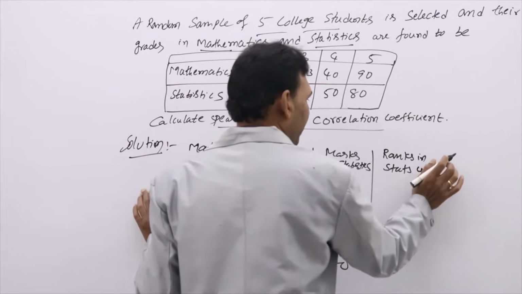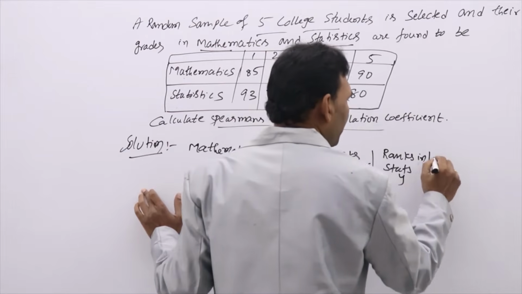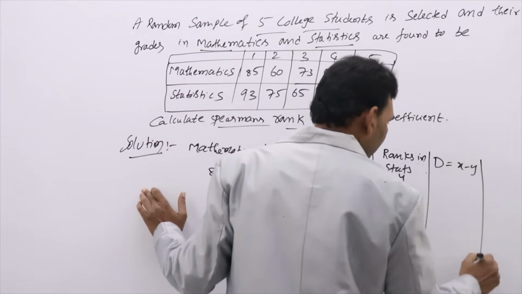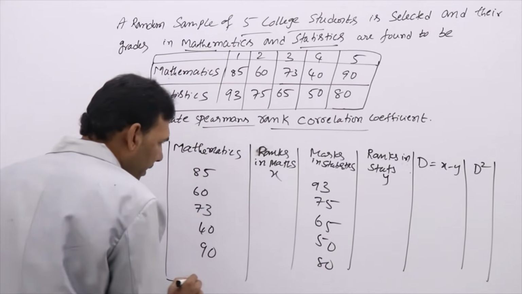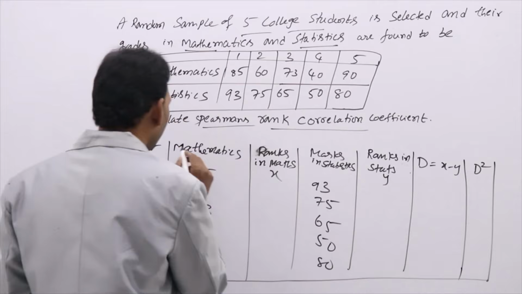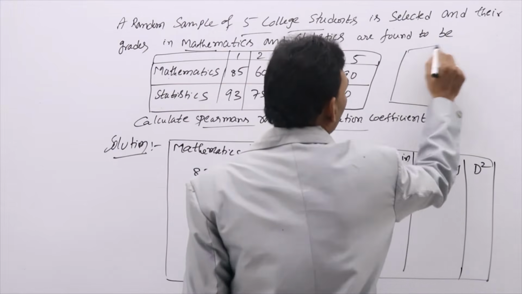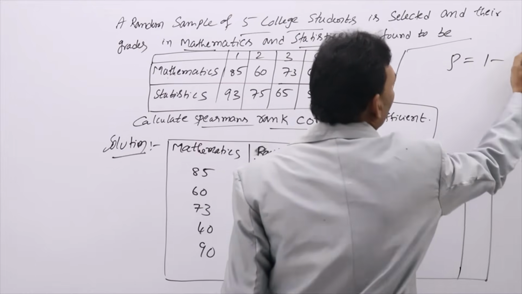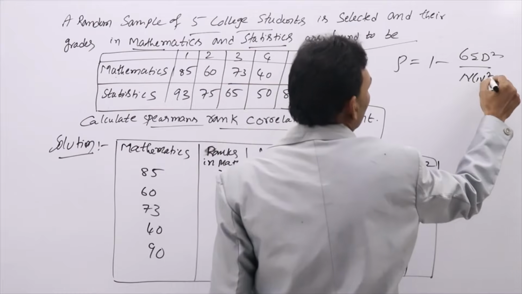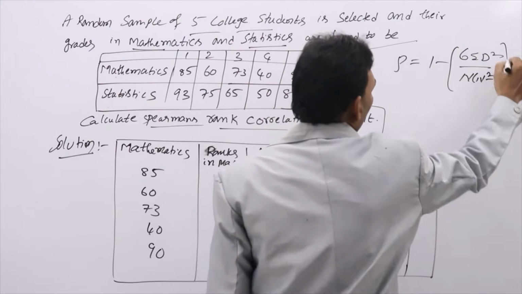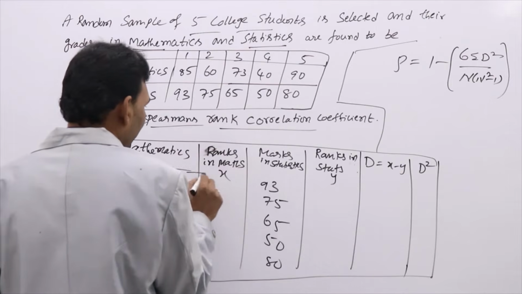This we are treating as y values. Now D, x minus y, next D square. So this is the table we need to prepare to find the rank correlation coefficient, because the rank correlation coefficient rho has the formula 1 minus 6 sigma D square by n into n square minus 1. So this is the formula. To find D, rank differences are needed.